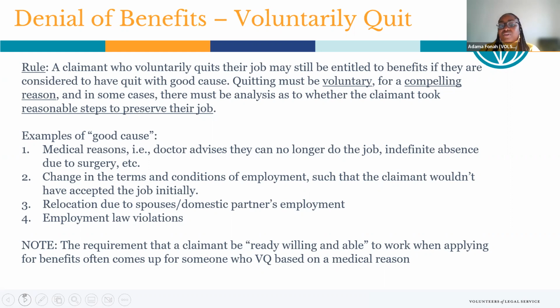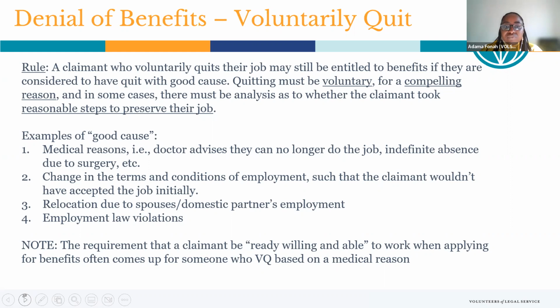And the next is relocation due to a spouse or domestic partner's employment, or an employment law violation. For example, if someone just is not being paid. And these are just some examples of good cause to voluntarily quit. And it's important that clients know that they can do so because ultimately, when they first hear about unemployment benefits broadly, they're told, oh, if you quit, you're probably not going to be eligible. So this is really important just to let clients know that you might be eligible even if you voluntarily quit, and just some good reasons for why. They just have to prove the good cause.